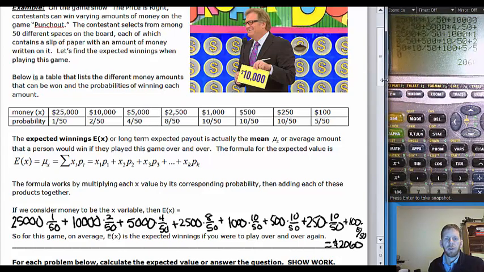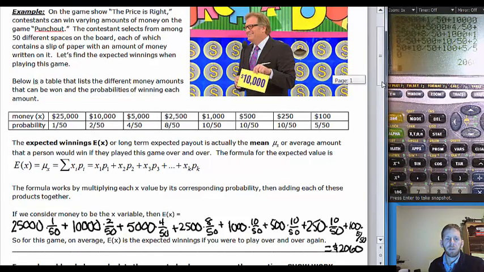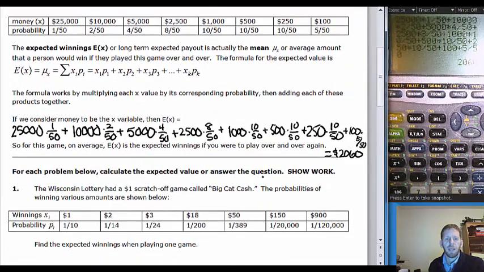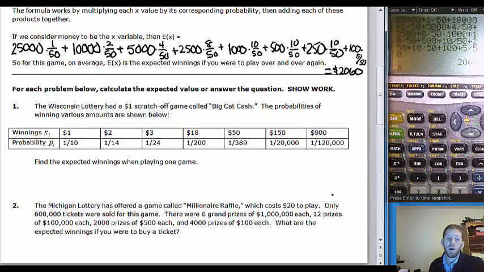Tonight on your homework assignment, you're going to continue working on the rest of the problems on this worksheet, starting with number 1. And you're going to calculate the expected value by using this formula of multiplying each x value times its corresponding probability. What do you do if you don't have a chart? Well, in some cases you have to make one. So in the case of number 2, when there's 600,000 tickets that were sold for this game, there are 6 grand prizes, so the probability of winning $1 million is 6 out of 600,000. You might consider making a chart like this first and then transfer it into your expected value formula. And that's how you calculate expected values.